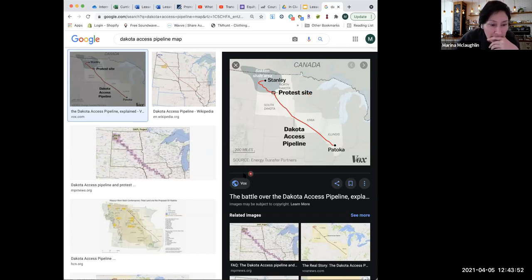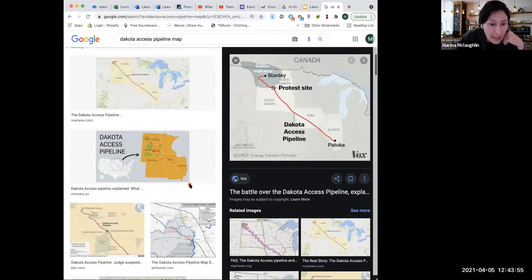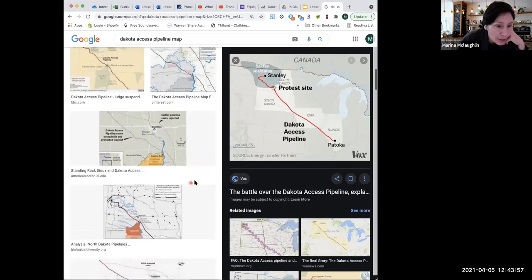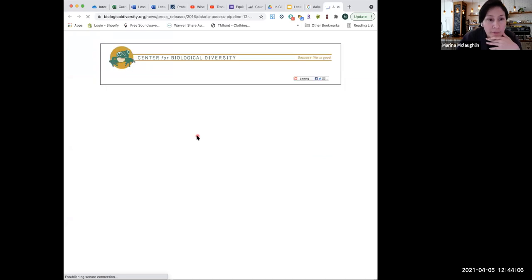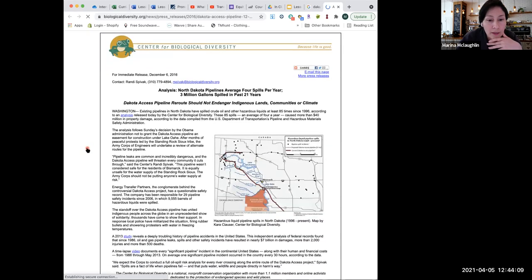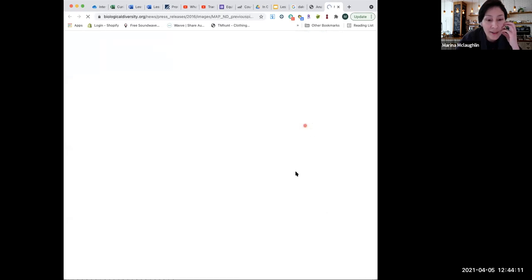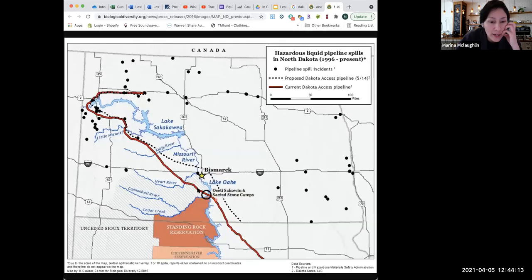But I know when you get closer, you could see their water source. Let me see, is this one a good one? Yeah, so here we go. This is a good one. Let me make it a little bigger for you. Oh, there we go. So you see, this is where it's going to go through some water right here. Do you see that? This is the Standing Rock reservation, which you just learned means tribal lands.